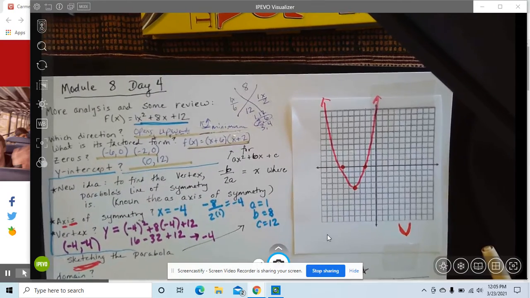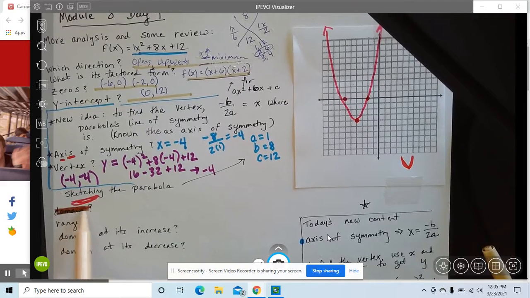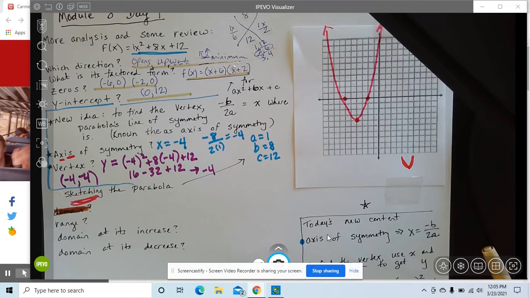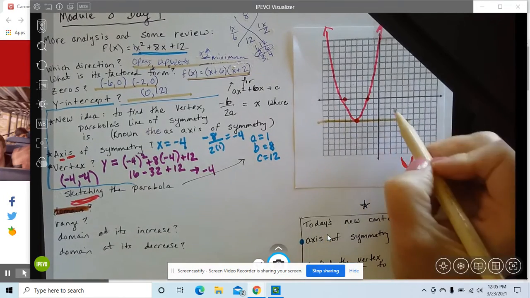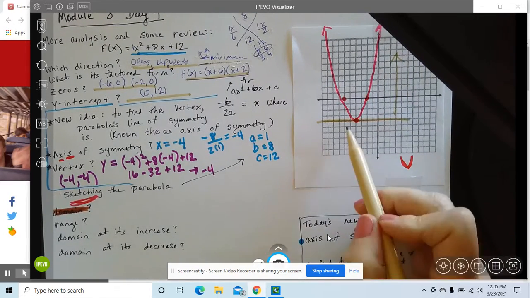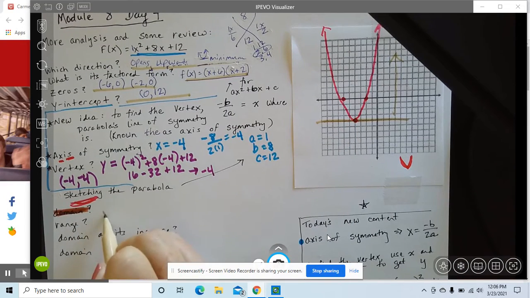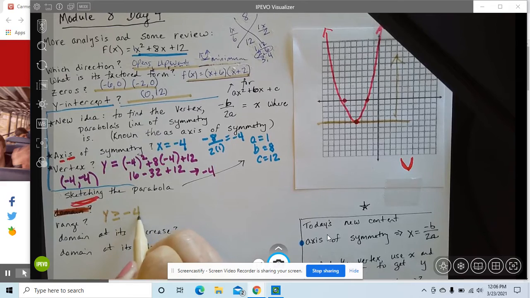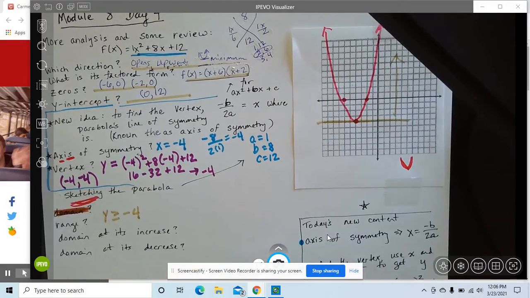Review. Domain, range. We're not going to do domain. We're going to do when they increase and decrease, and we're going to do the range. So this one has a minimum. So the range is everything where y is from that minimum and upward, because it's opening up. The bottom point is at -4. So the range, this parabola exists where y is greater than or equal to that -4. Where this line is drawn and above it is what that's saying.